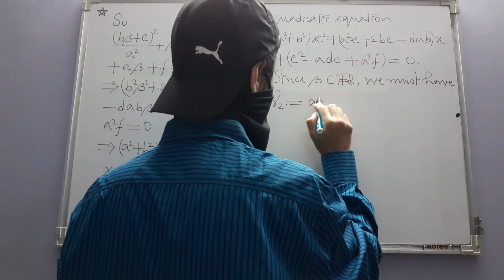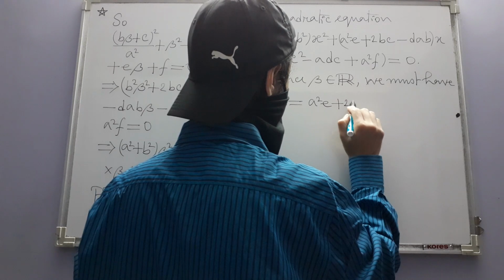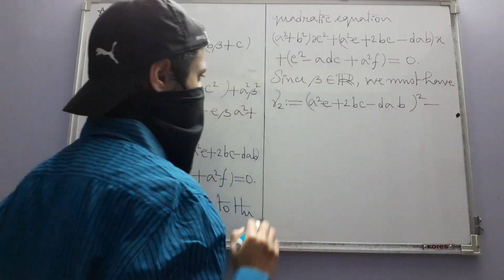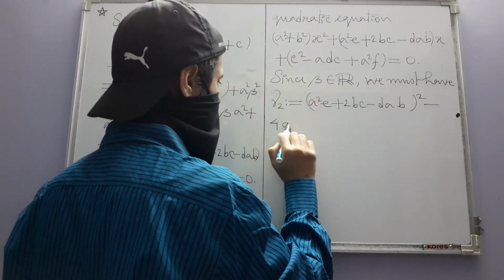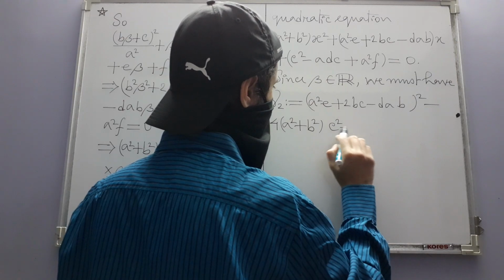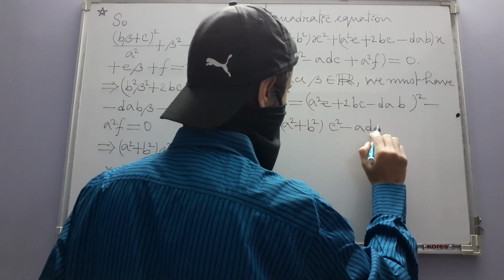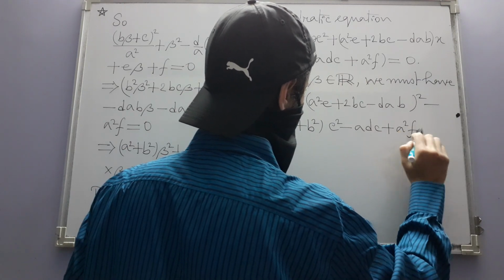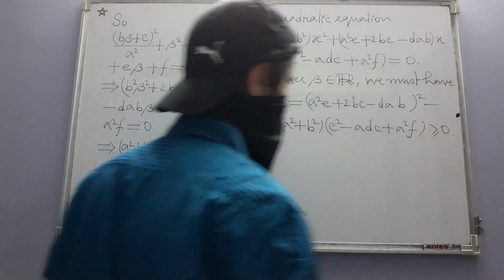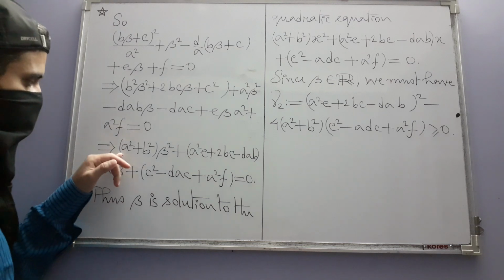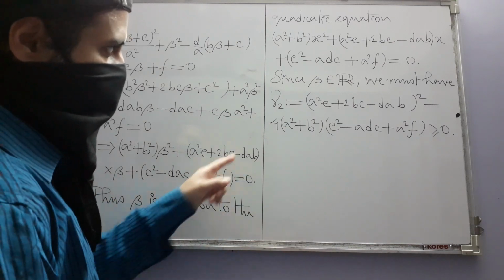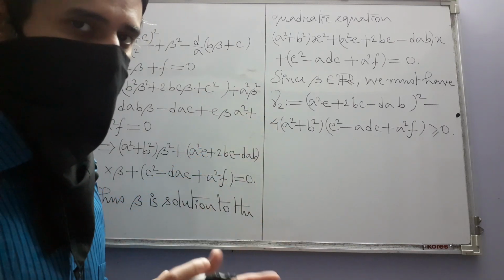Square of this, a square e plus 2bc minus dab square minus 4 times this times this. This has to be non-negative. We could have just simply written the expression for beta after having this equation, but that would make things big. Now that we have a name for the discriminant, we can write it in a manageable manner.